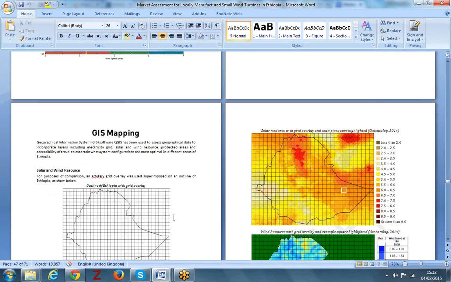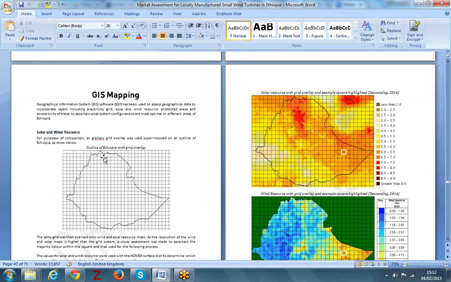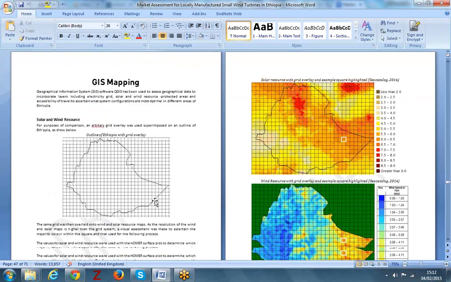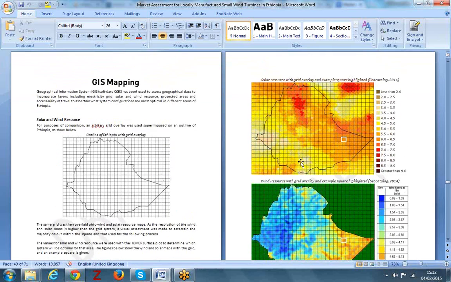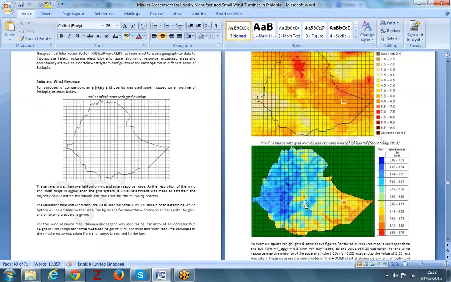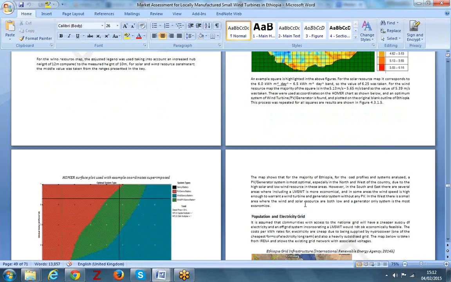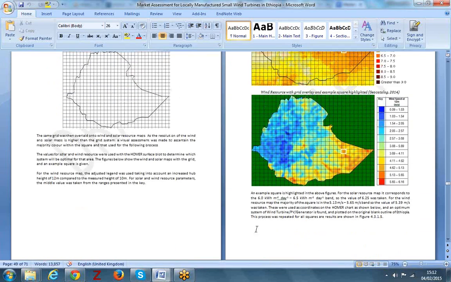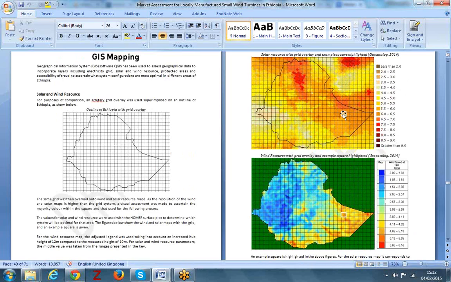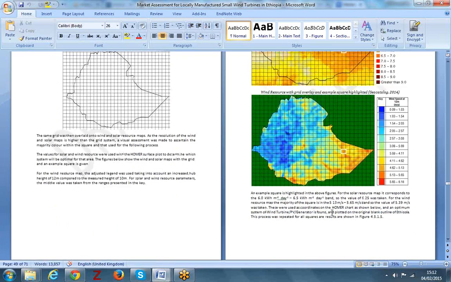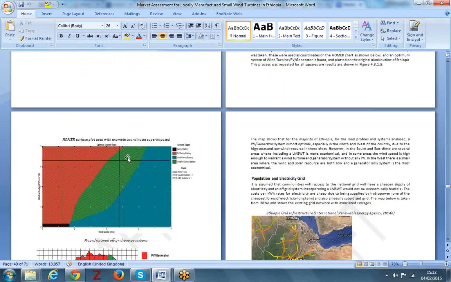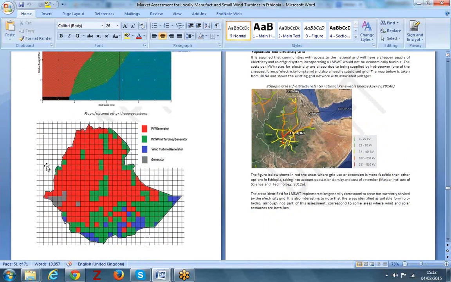So that's taking the HOMER results for a grid map of Ethiopia, comparing the solar resource with the wind resource, and for each coordinate, looking up what the solar resource is, looking up what the wind resource is, using them as coordinates on our HOMER chart, and plotting for the country what the most optimal system is.